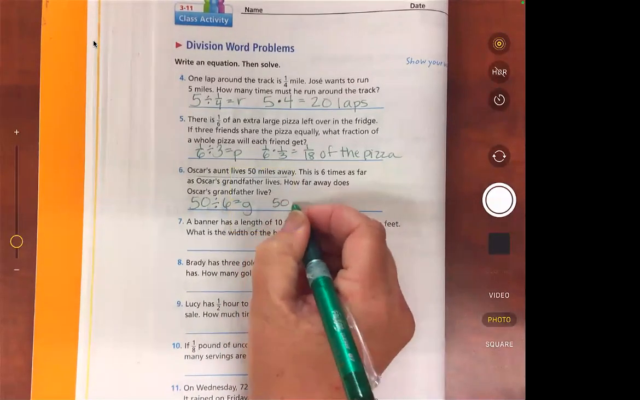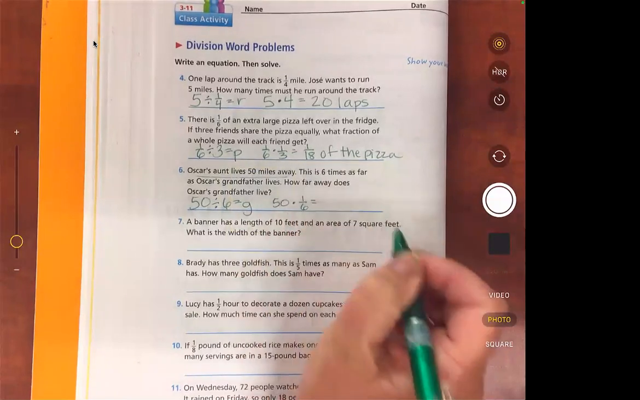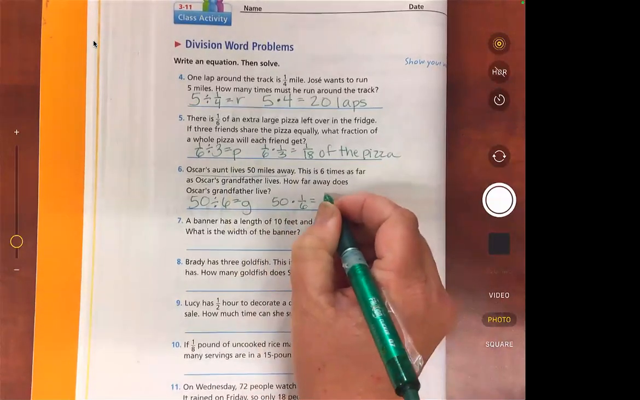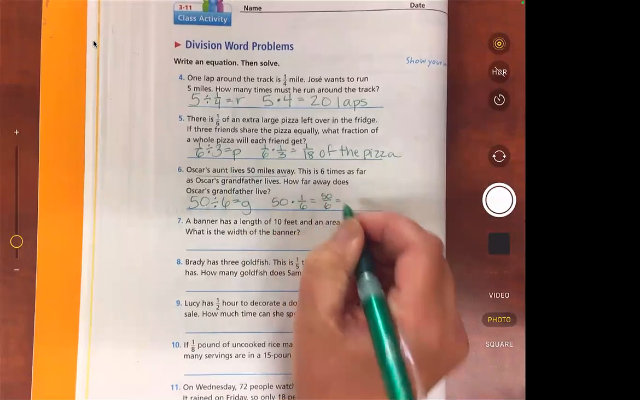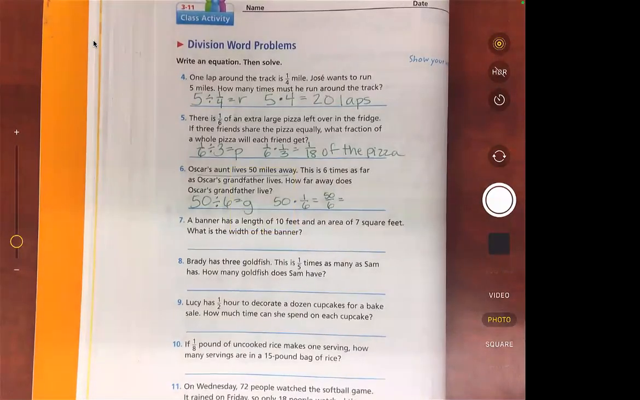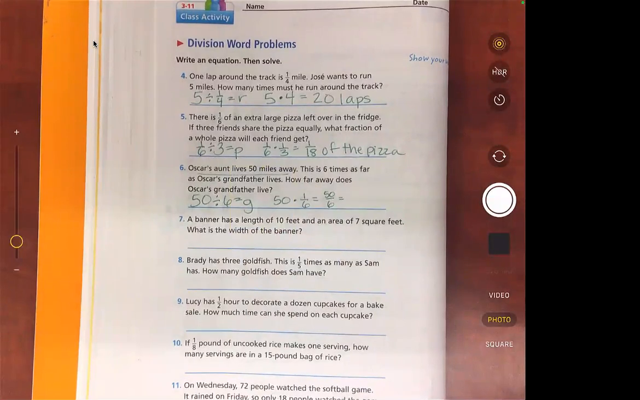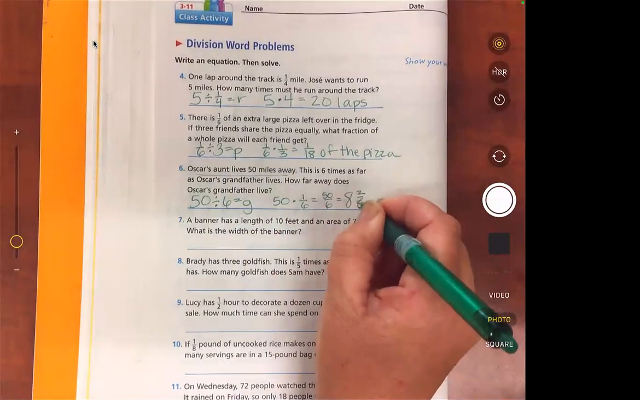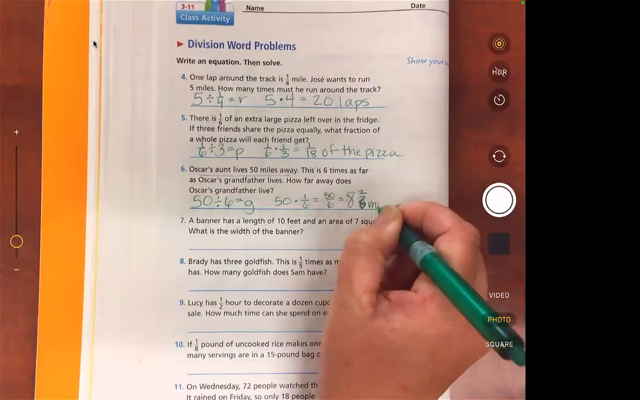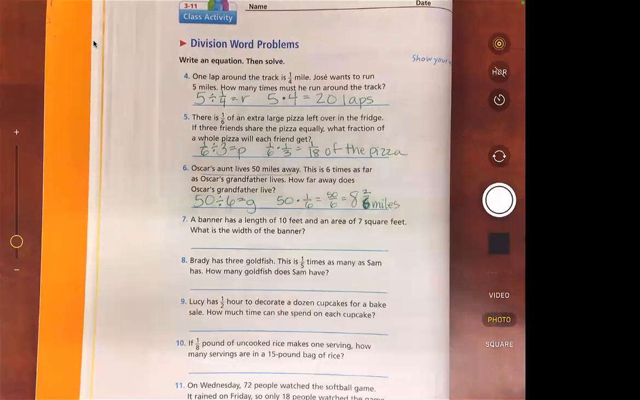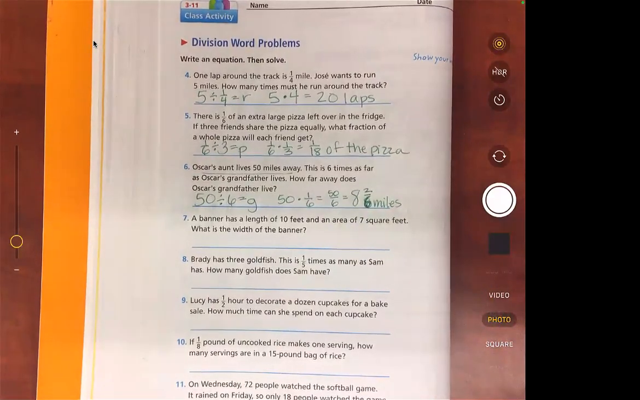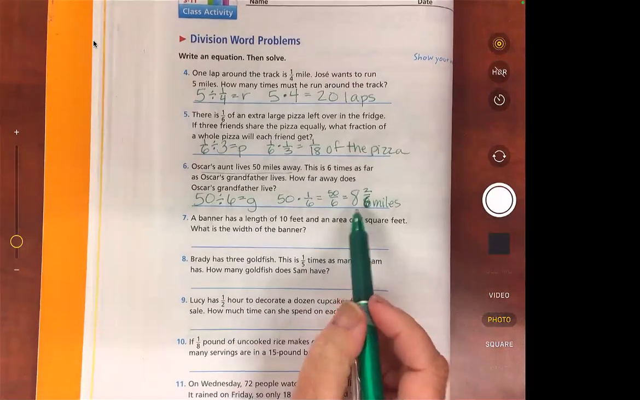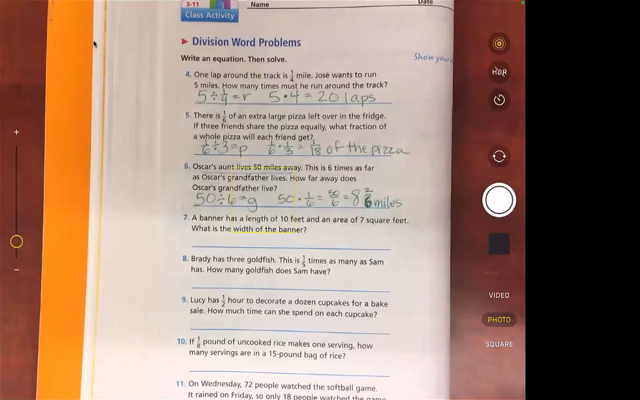Same, change, flip. 50 times 1/6 gives me 50 over 6. 6 goes into 50. Let's see. 6 times 8 is 48. And I've got 2 left over. 8 and 2/6 miles is how far away the grandfather lives. Because if we take 8 and 2/6, multiply it by 6, that'll get us to 50. Grandfather times 6 gets us to the aunt.